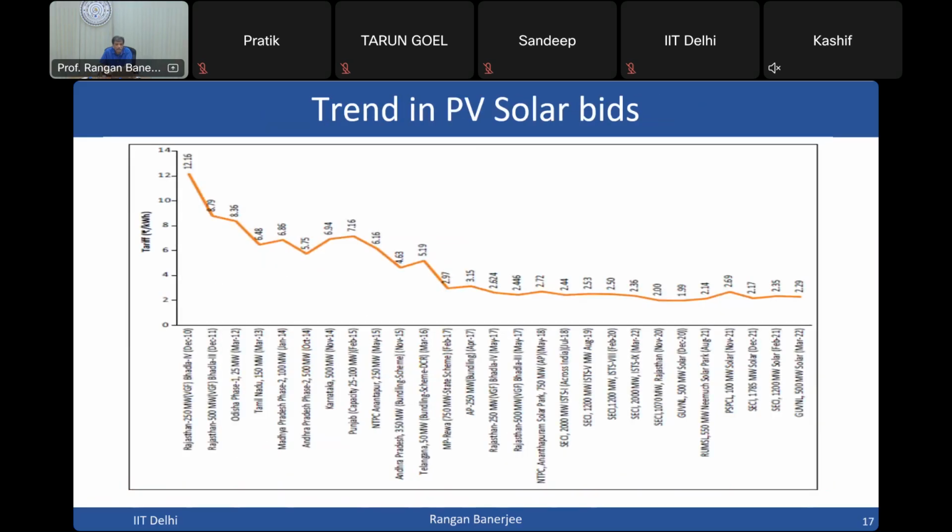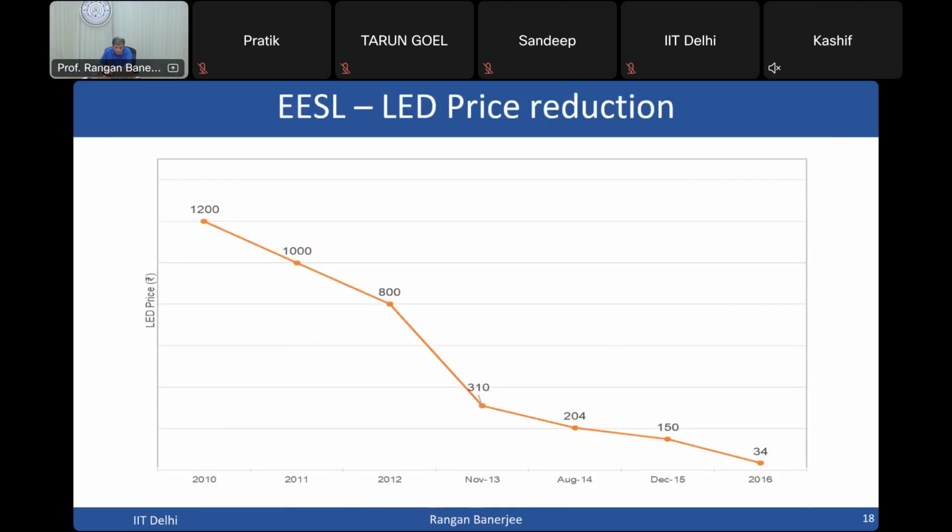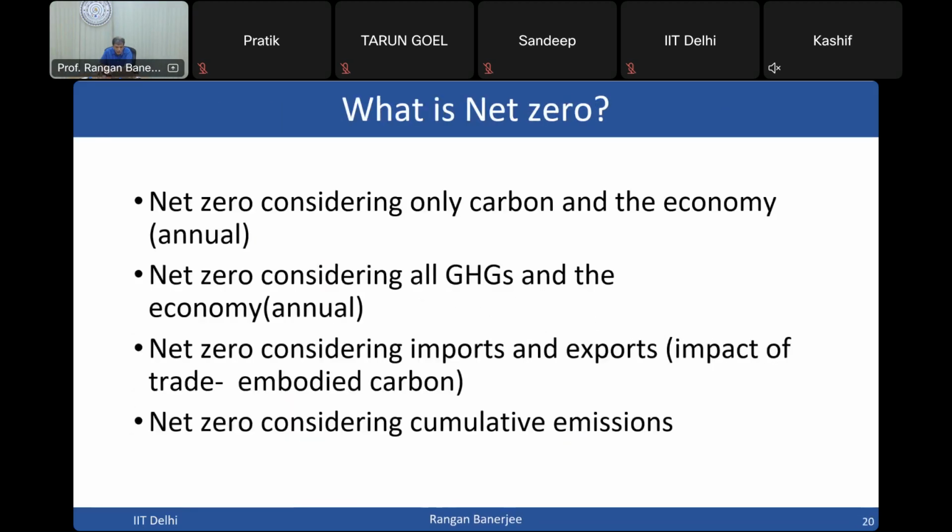And this you can see in the Indian context. I showed you this also in the policy part of our lecture course. You can see that we've come down to where you have large grids for less than 3 rupees, 2 rupees 30 paise per kilowatt hour. And of course, this makes it significantly improved.